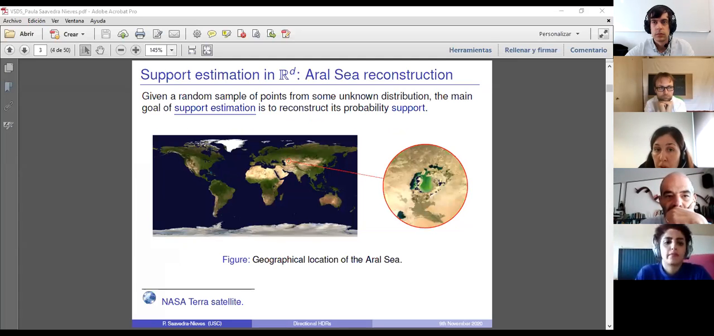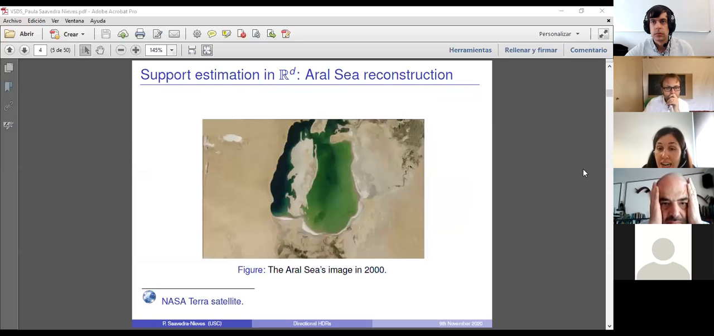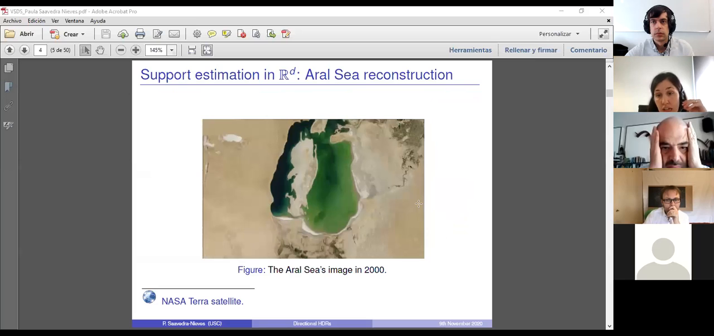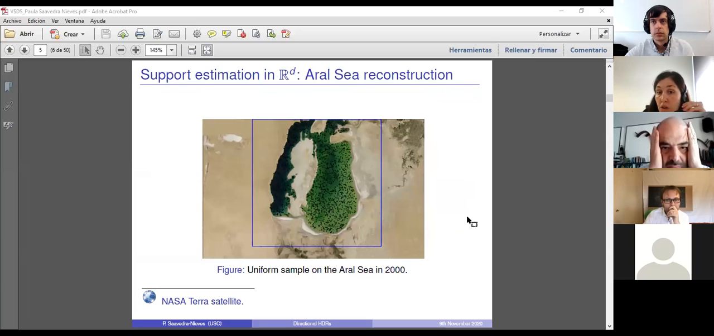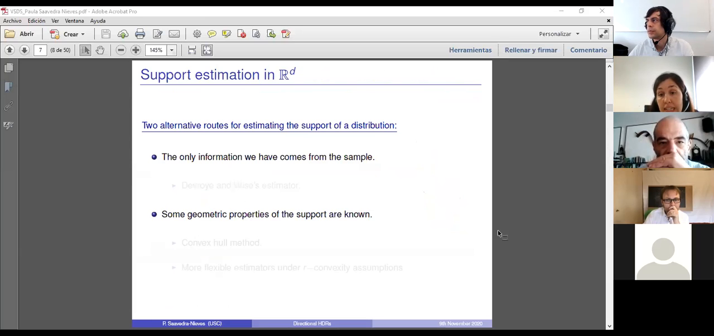So, as I told previously, support estimation is a classical problem in set estimation, and the main task here is, given a random sample of points, to estimate, to reconstruct the support of a distribution. Here I show you the geographical location of the RLC, and from this image we are able to generate a uniform sample of points on the RLC. So the question to solve is the next: is it possible, given this random sample of points, to reconstruct the boundary of the RLC? Well, there are two possibilities in literature.